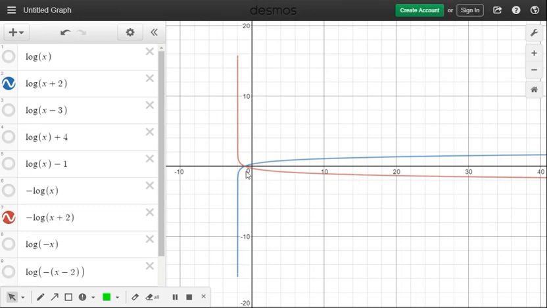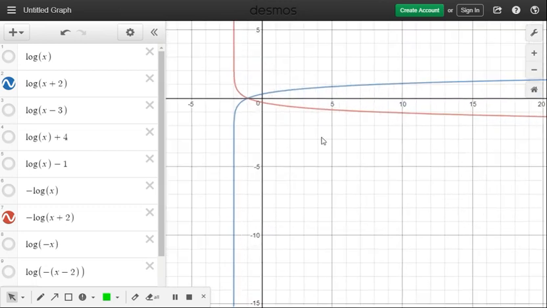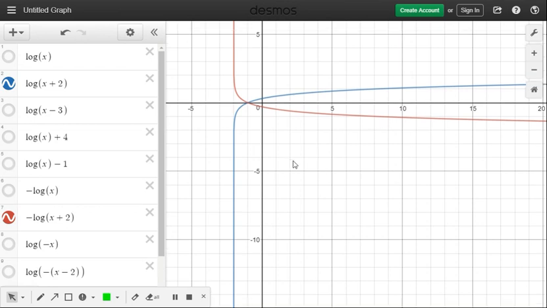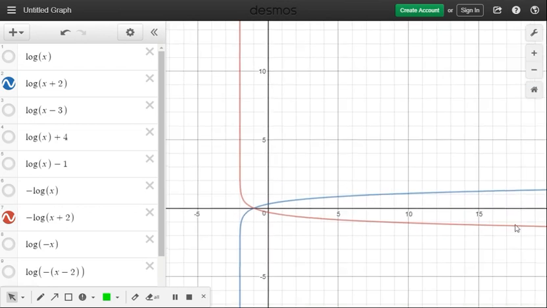Then if you look at the left side of the blue graph, going from right to left, it's going vertically downward. Again, if you look from right to left, it's going vertically downward for the blue graph. Now for the red graph, if you go from right to left, you can see that the graph is going vertically upward.